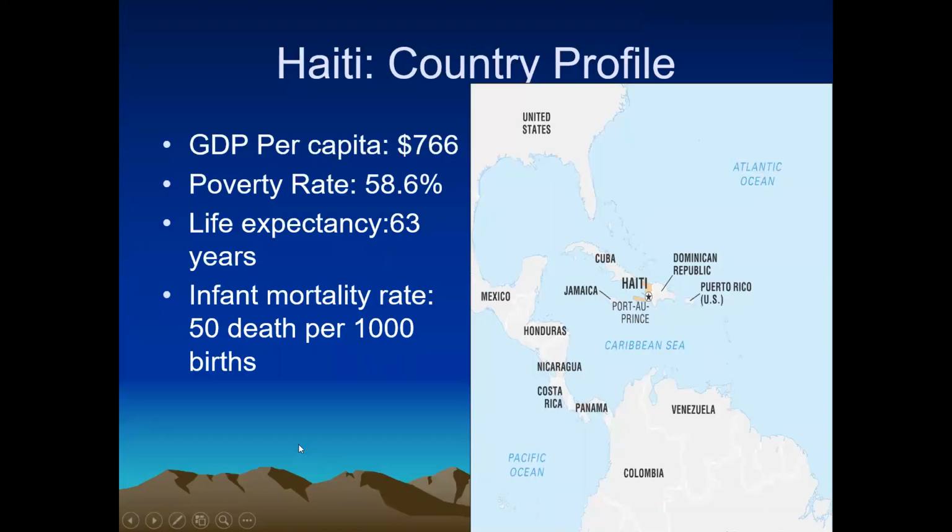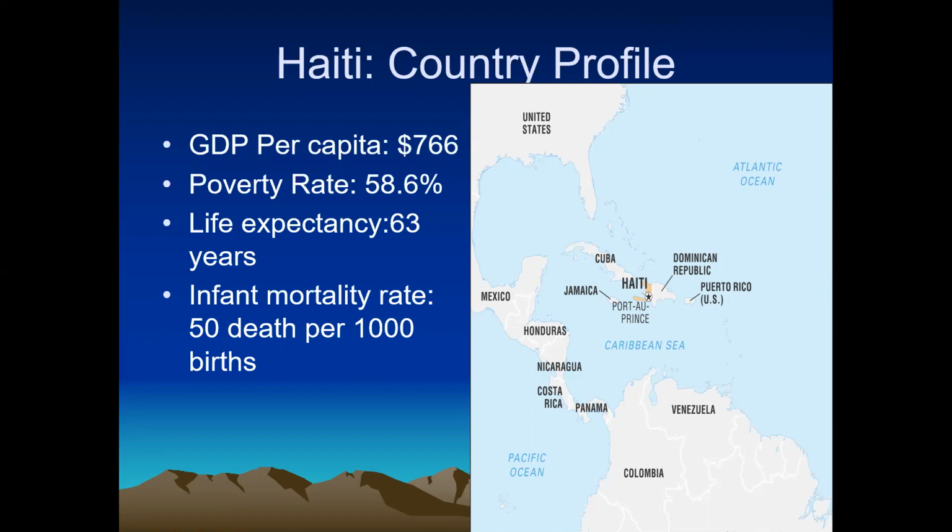And let's look a little bit at Haiti today. Today, Haiti is unfortunately the poorest country in the Western Hemisphere, in our half of the world, with the average person there only making about $800 per year. And about 60% of the population is in poverty, and their life expectancy is relatively low. And they do have a relatively high infant mortality rate.